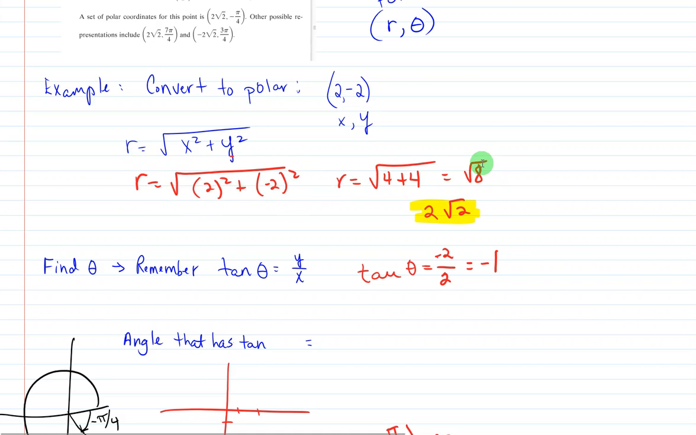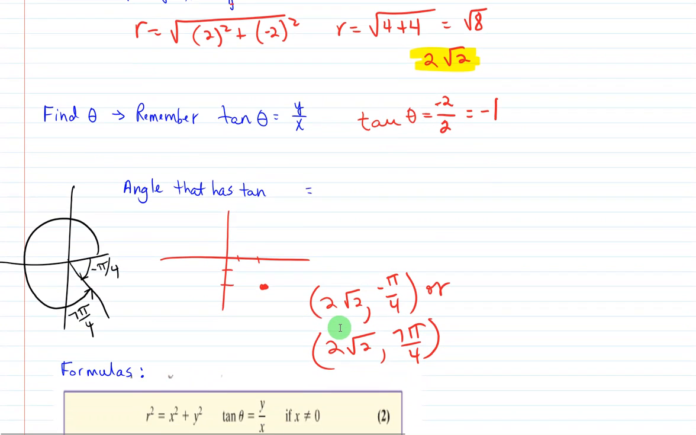We get square root of 8, and you can simplify that by saying it's 2 square roots of 2. So that's our r value. Now to find theta, we have to say tan theta is y over x. So tan theta is negative 2 over 2. That's negative 1. You want to find the angle that has a tan of negative 1.